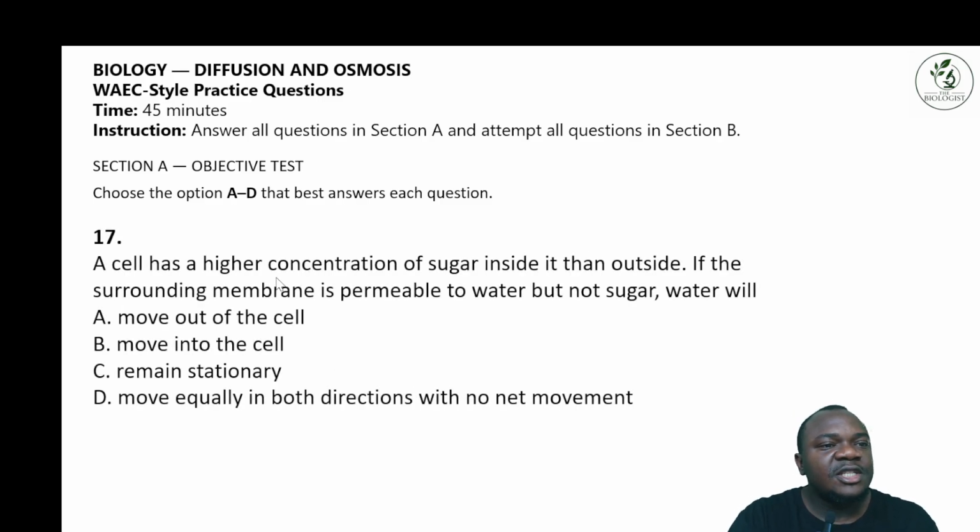A cell has a higher concentration of sugar inside it than outside. If the surrounding membrane is permeable to water, but not sugar, what will happen? So if the membrane is permeable to water and water can easily enter inside without sugar, what happens to the cells? The water will enter into the cells, and when it moves into the cells, the cell becomes what? Very turgid.